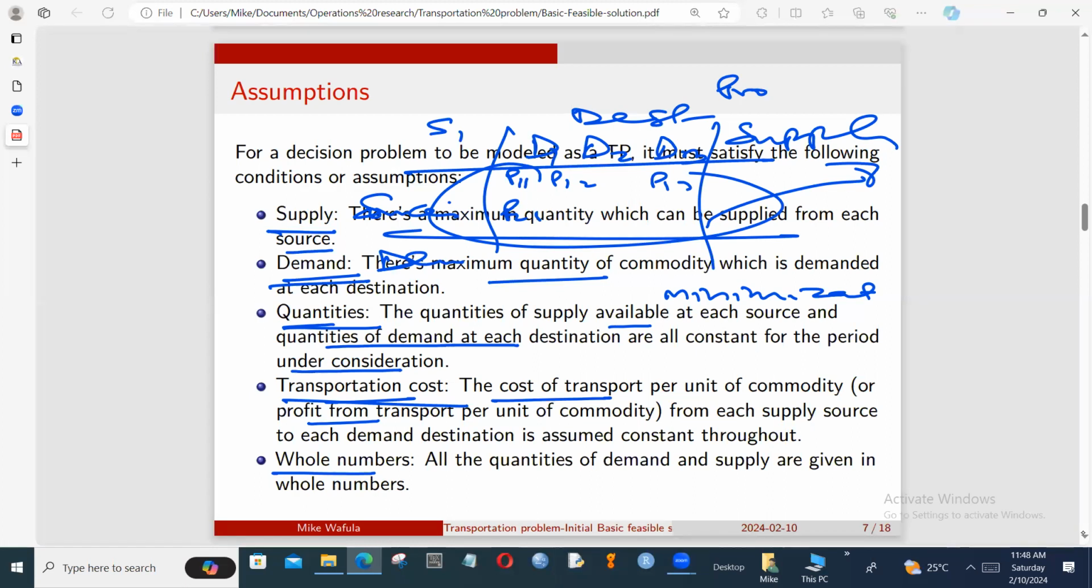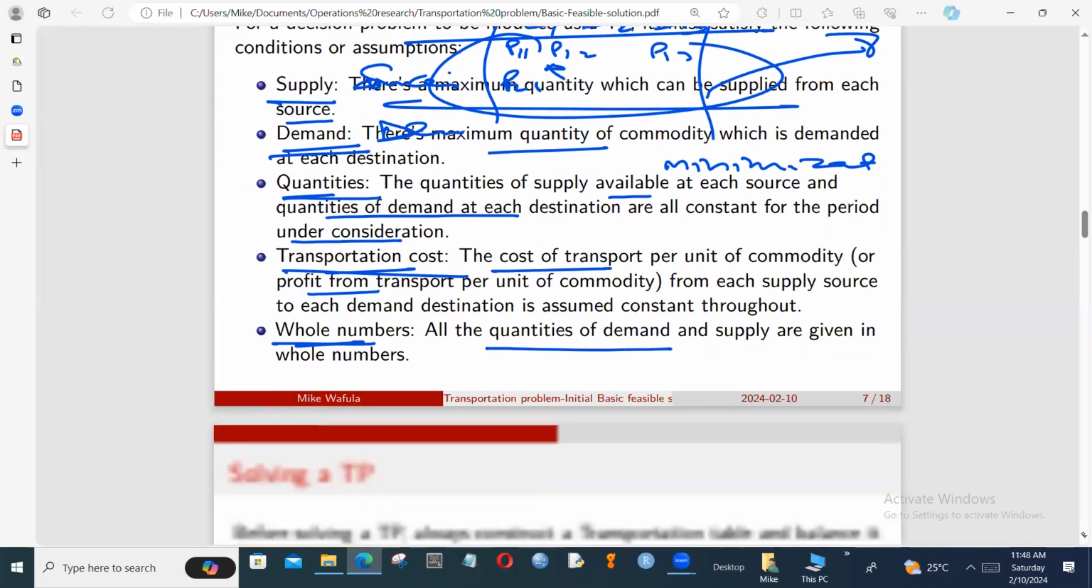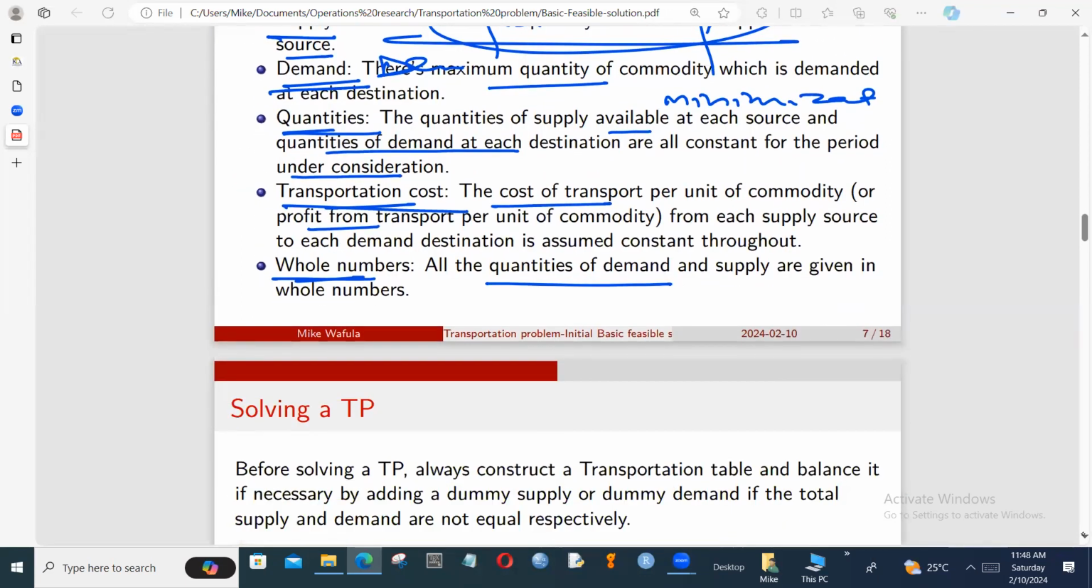So should you be given a maximization problem where the matrix is for profit and not cost, we have to convert it to resemble the cost, so that we apply these techniques and it looks like we are minimizing the cost. When we are minimizing the cost, in other words, it's like maximizing profit. Anyway, we have also mentioned something on whole numbers: all these quantities of demand and supply must be positive integers.